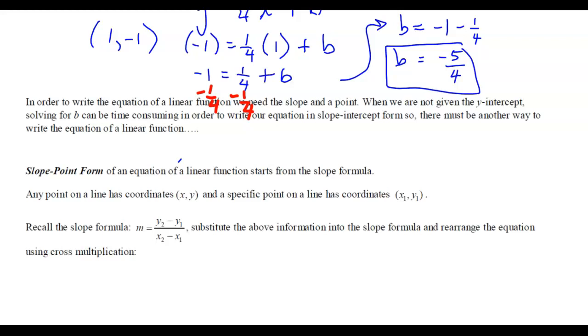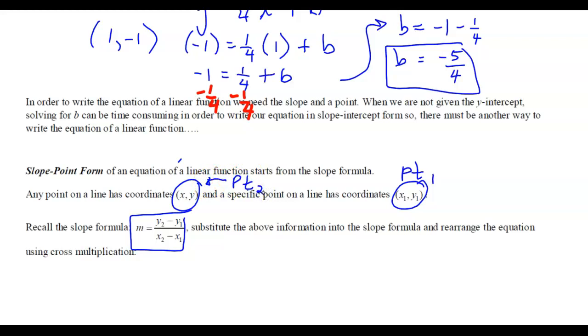So slope point form of an equation of a linear function starts from the slope formula. Any point on the line has coordinates x, y. So that's our general point. That's every point on the line, coordinates x and y. And then a specific point we call x1, y1, just like we do in the slope formula. So there's our slope formula. Now this is going to be our point 1. Makes sense. It's got a subscript of 1. This is going to be our general point that we're going to call point 2.